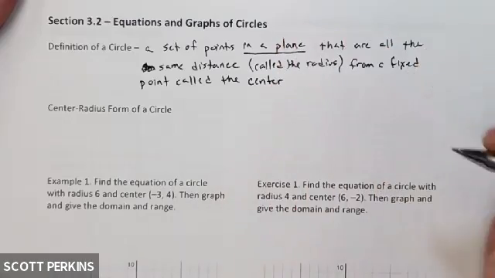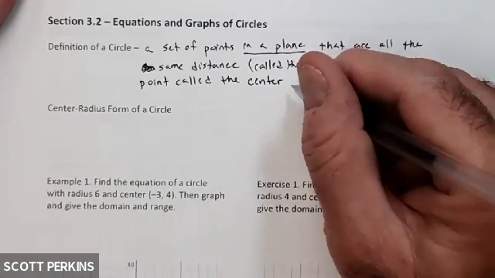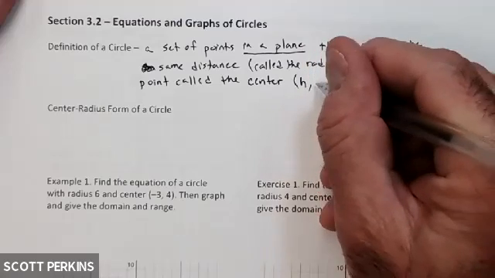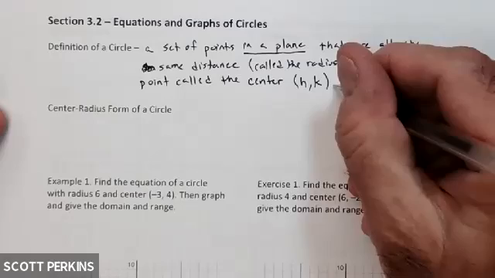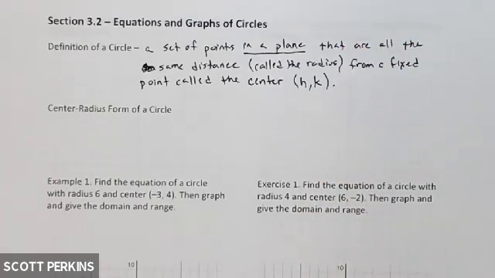And in our nomenclature in this class, our book uses the letters H, K to denote the coordinates of the center of a circle. So I'm just going to put that right there. Give you a moment to write that down. In case you can't read my writing, I'll say it out loud again. A circle is a set of points in a plane that are all the same distance. That distance is called the radius from a fixed point called the center.